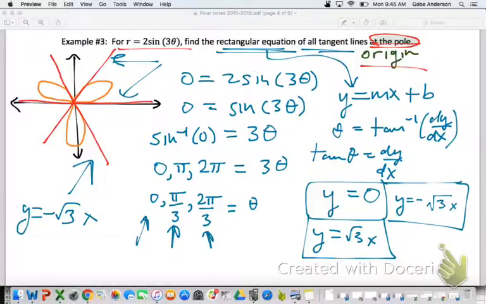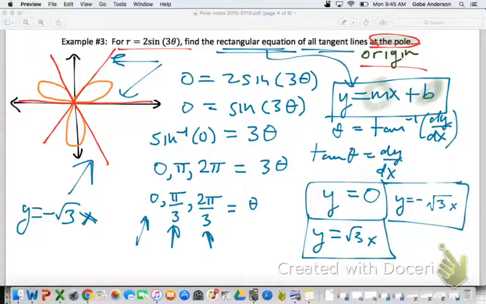Grace? How does it go from dy dx to y equals root 3x? Sure. So we're using y equals mx plus b. That's kind of the framework for our equation of the tangent line. We know from the fact that we're at the pole that b is 0. So all the b's are 0, so they're not going to really show up. The only thing we really have to figure out is m.